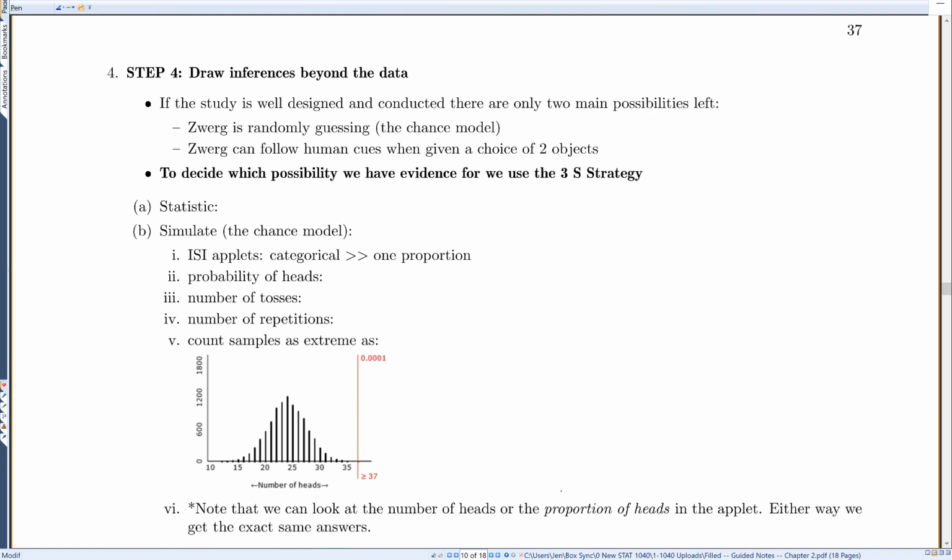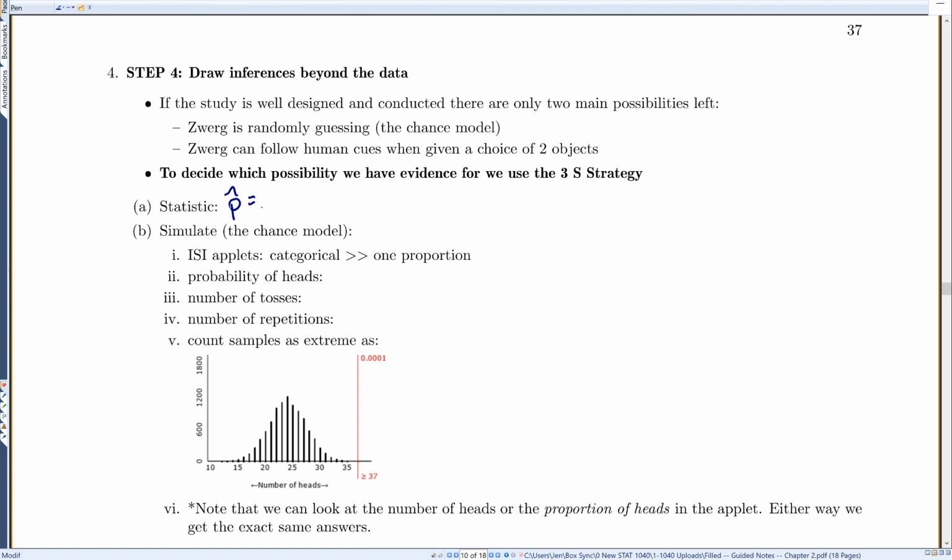Step 4 is we draw inferences beyond the data. So if the study is well designed and conducted, there are only two main possibilities left. Either Zwerg is randomly guessing, that's the chance model, or Zwerg can follow human cues when given a choice of two objects. To decide which possibility we have evidence for, we use the 3S strategy. So first is our statistic.